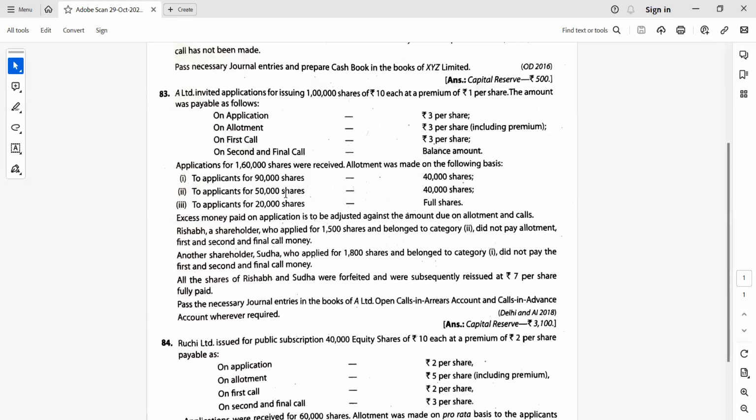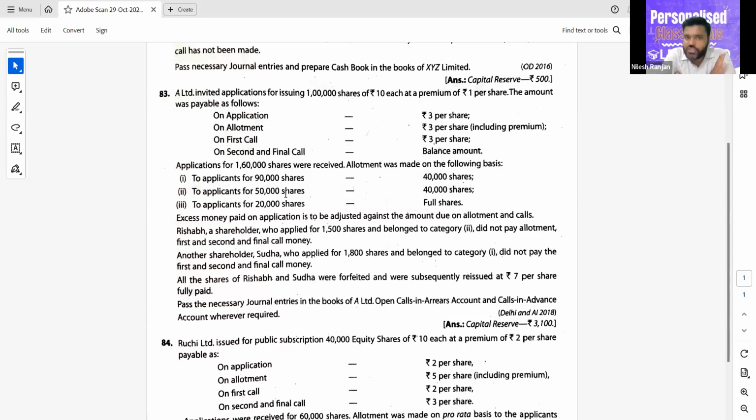A Limited invited applications for issuing 1 lakh shares of ₹10 each at a premium of ₹1 per share. The amount was payable as follows.